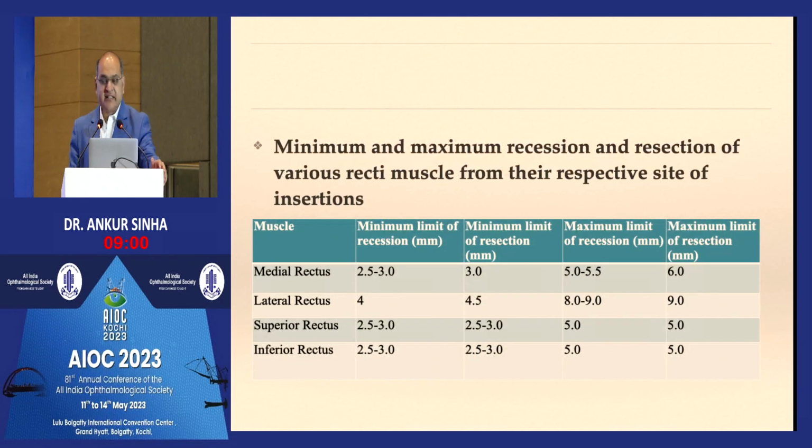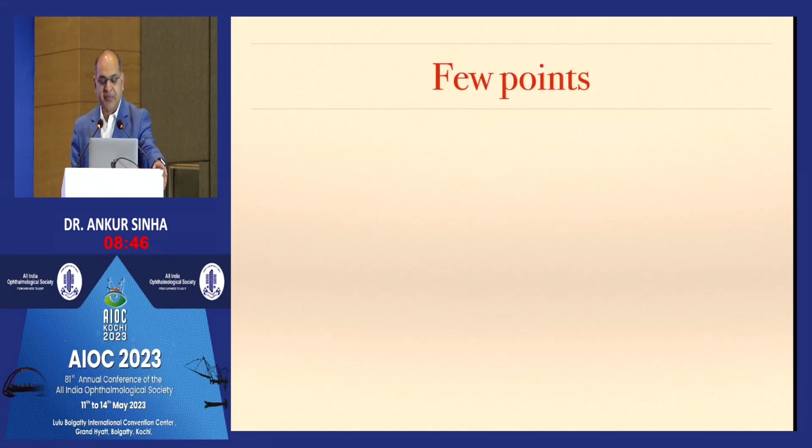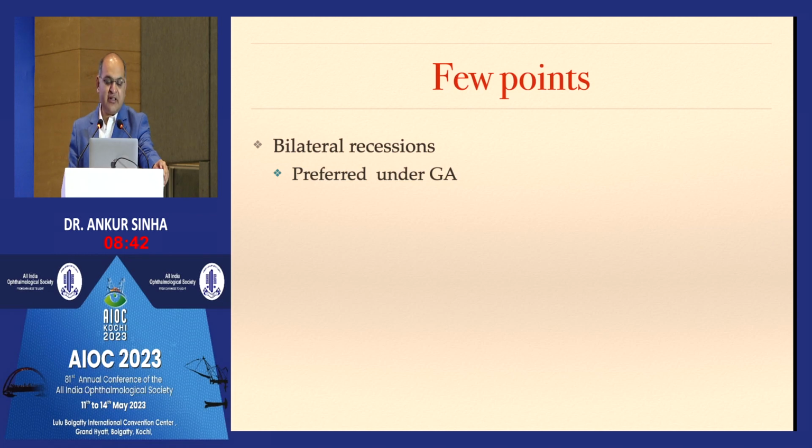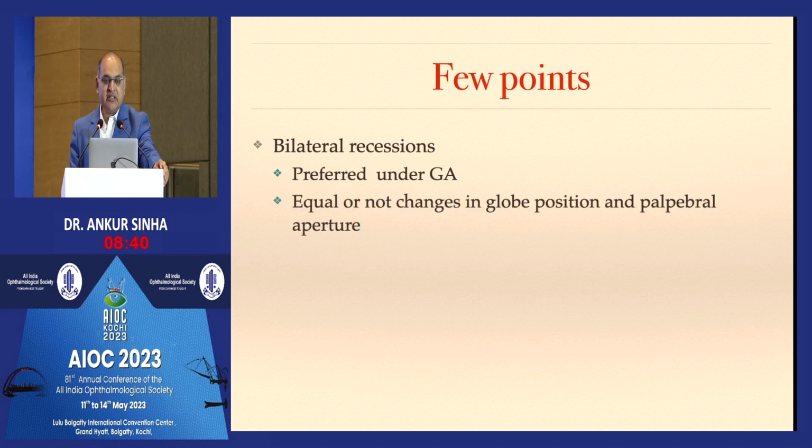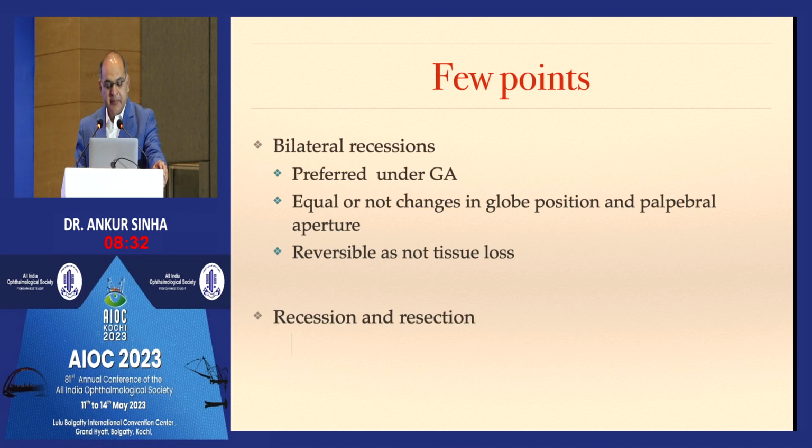So this table summarizes the maximum and minimum of all the recti muscles from their point of insertion. If you go beyond the maximum and minimum, you will have some undesirable results in terms of limitation of excursion or removing of the muscle tissue rather than the tendon. Now, a few points should be borne in mind before you plan surgery. Bilateral recessions should be planned under GA, because if at all they cause any lid or globe changes, they cause equal changes. Also, the recession is reversible. We are not losing any tissue.